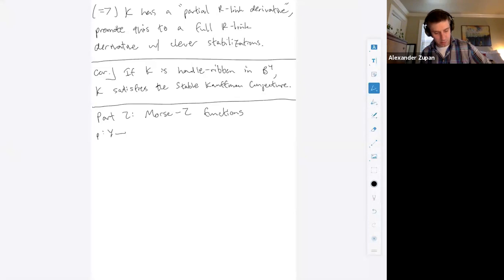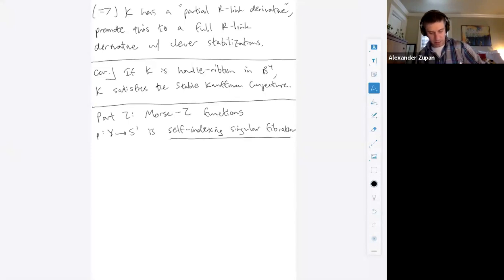So P is a function from a three-manifold Y to the circle, and we call this a self-indexing singular fibration if some conditions are satisfied. And in the future, I'll just call this an SISF. So three conditions. I need P to be a Morse function, so it's a circle-valued Morse function. Fibers are connected.